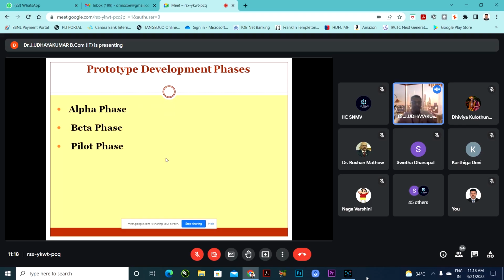And after any final changes, they have to send the final prototype out to the independent review committees for certifications. Then after obtaining the certifications, the manufacturer can finally commence the commercial phase. Commercial phase is nothing but selling the product into the market. It will be called the commercial stage. These are the main important prototype development phases.